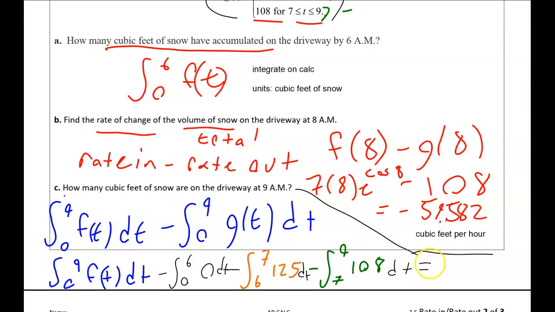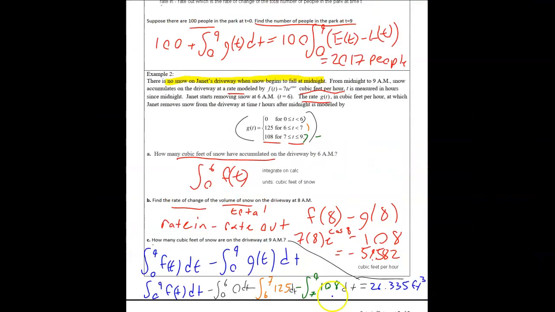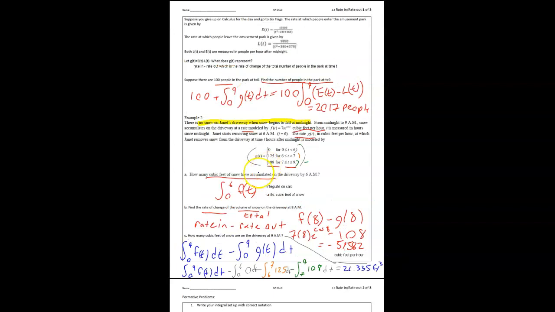We get 26.335 cubic feet of snow. So that is a tougher rate in, rate out problem. But the logic is the same. It's just that piecewise function that makes it a little bit harder. You guys are going to cruise through this at this point, I think.